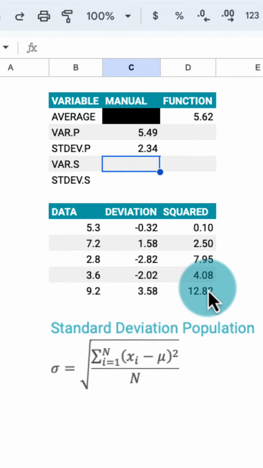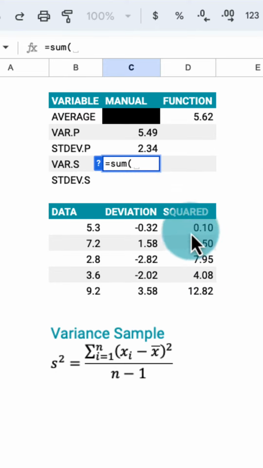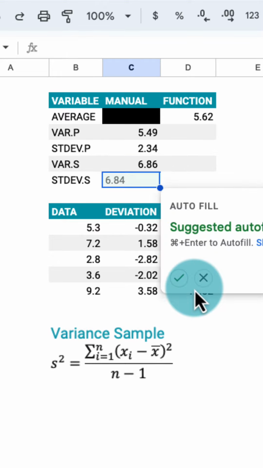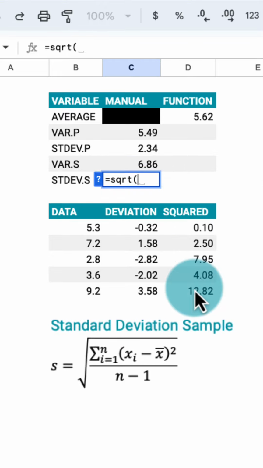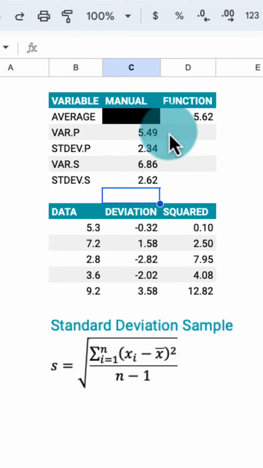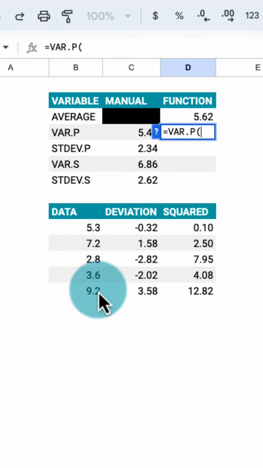If we assume that this is a sample, we add all the squared values, but instead of dividing it by 5 data points, it's 5 minus 1. So in this case, it's 4 data points, and the standard deviation is also the square root of the variance of the sample.